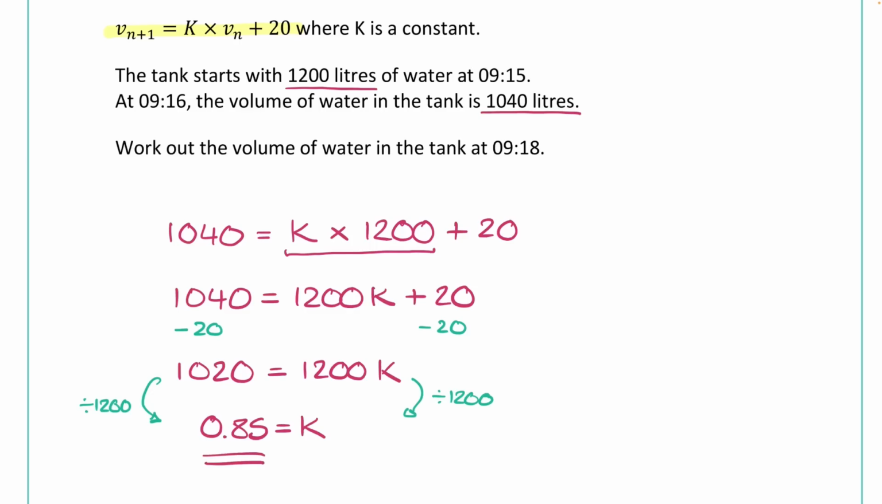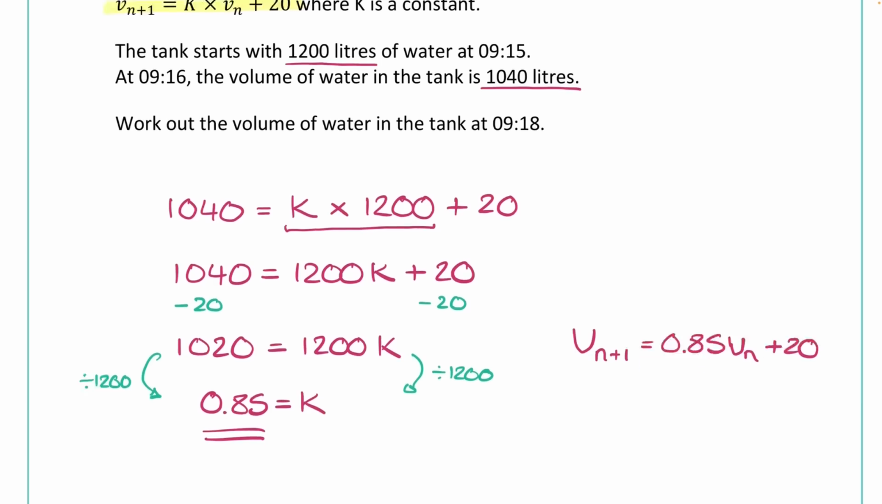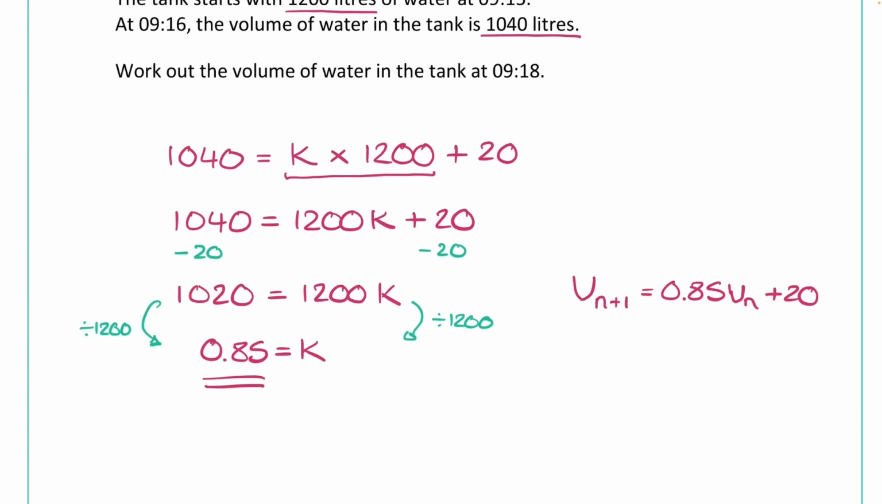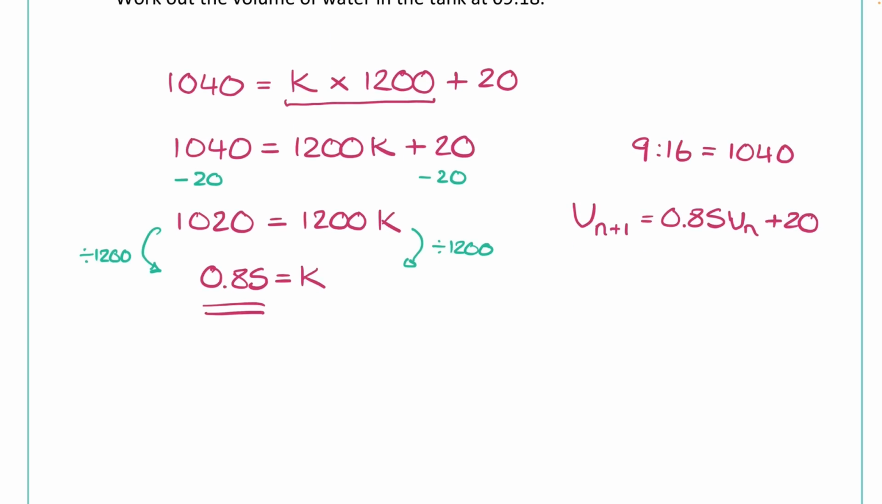Now we know the value of that constant, we can rewrite our iteration formula. It would now be V_n+1 is equal to 0.85 multiplied by V_n, the current number, plus 20. So we now know the volume of water at 9:16, which is where we're at the moment, is 1,040 litres. And we want to know the volume of water in the tank at 9:18. So we'll follow our normal iteration process to get 9:17 next.